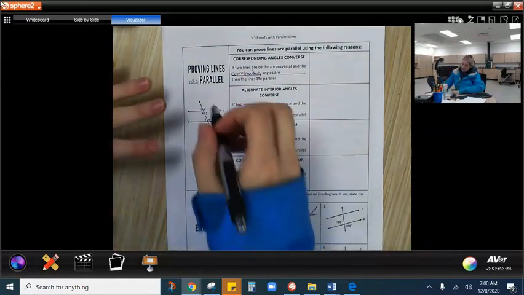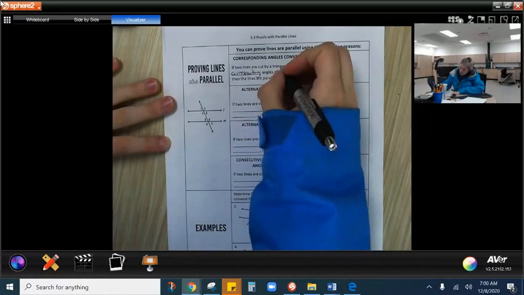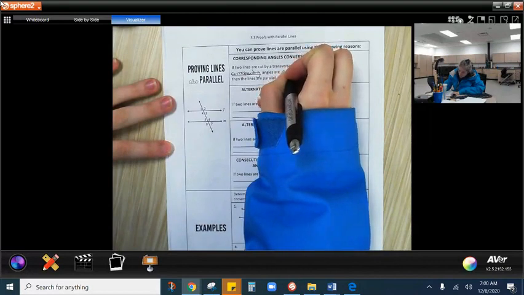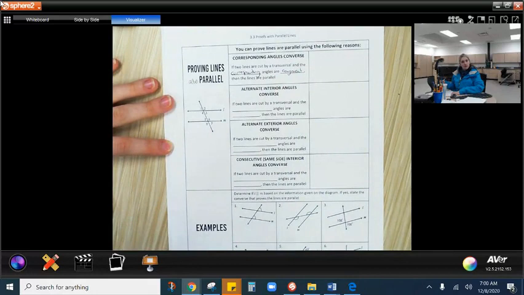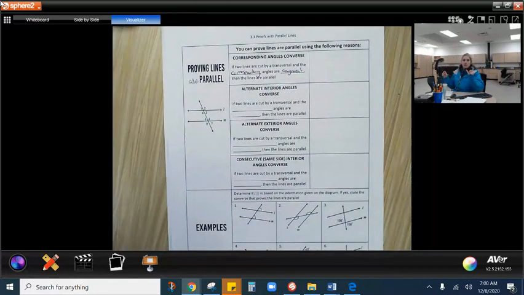So this says if two lines are cut by a transversal and the corresponding angles are congruent, then the lines are parallel. Awesome, right? It's just reversing it. So instead of if two lines are parallel, corresponding angles are congruent, now it's if the corresponding angles are congruent, then the lines are parallel. Converse, woohoo!